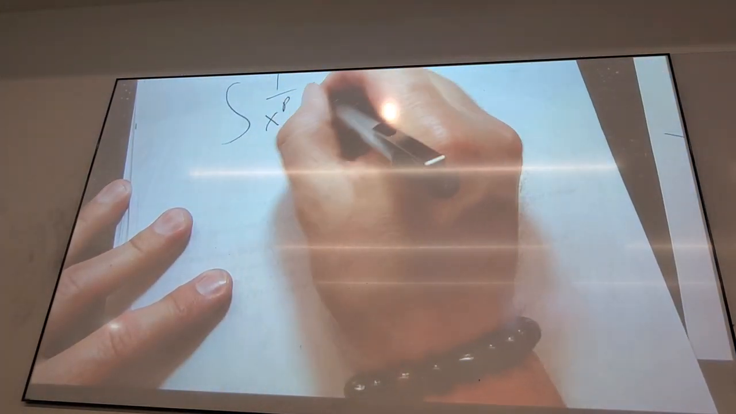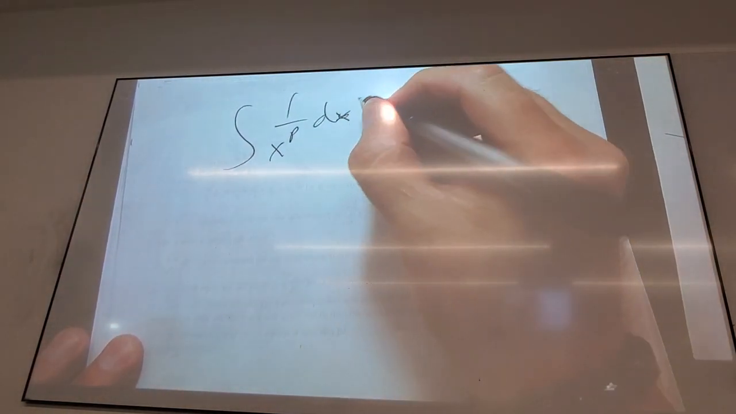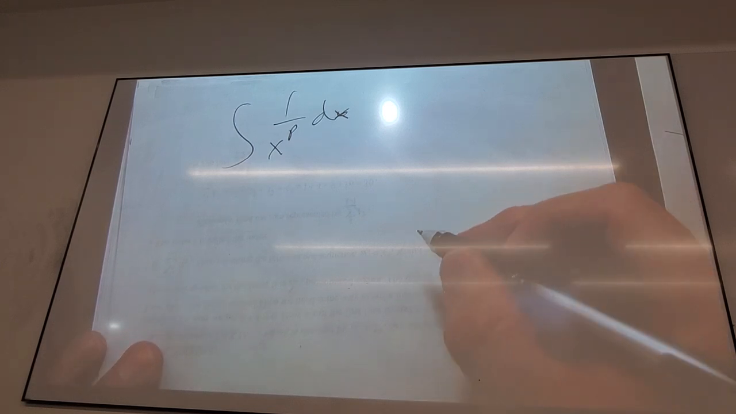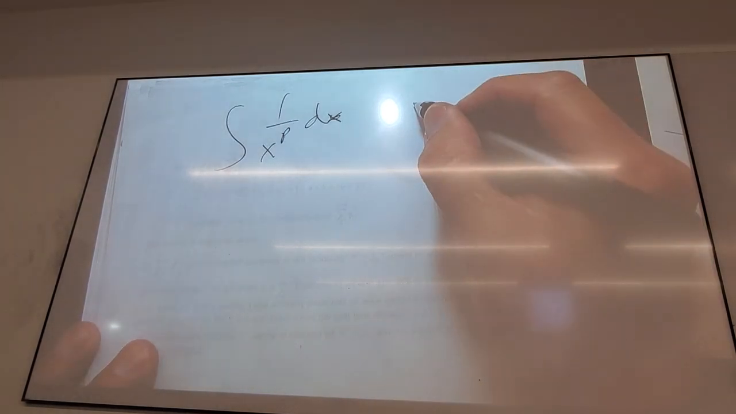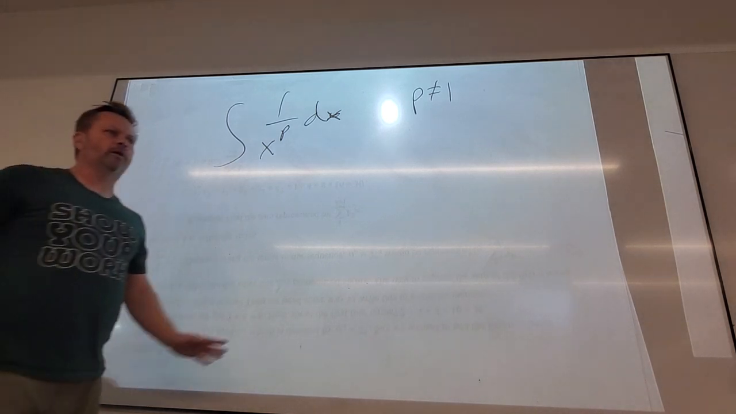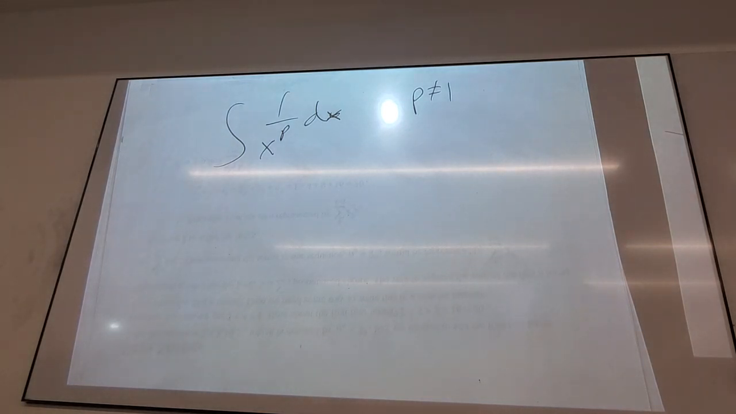What about this guy? We already know that P cannot be what? What did we just learn that makes this divergent? What value of P? 1. So P cannot be 1. Let's throw that out from the beginning. P is not 1. We already saw that that leads to bad things, yes? I want to know, when does this converge? Because everything else doesn't help me do things.